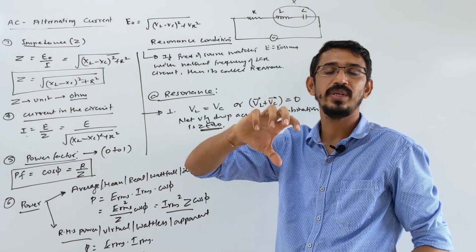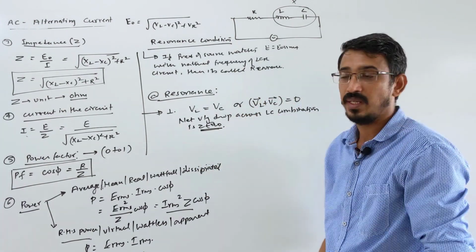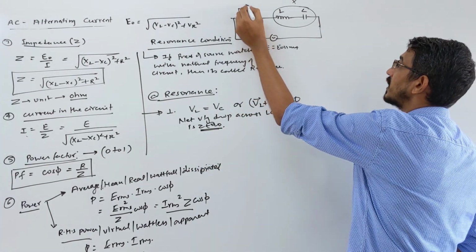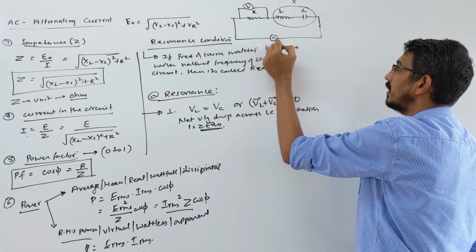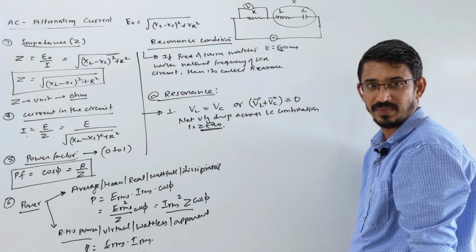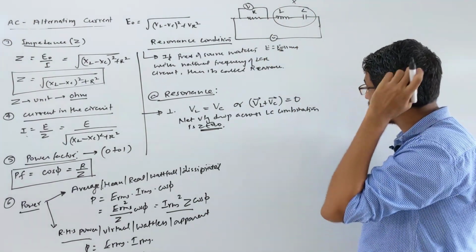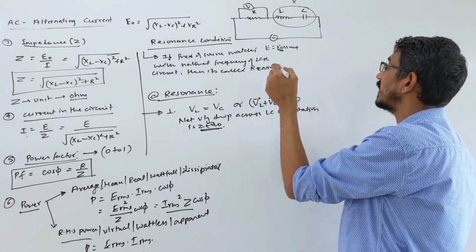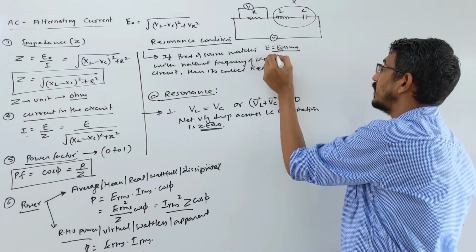Full voltage will appear across your resistance. Suppose a voltmeter is connected here, it will read the full value, right? All the voltage that we are supplying from here will be read by this device, right? Correct.